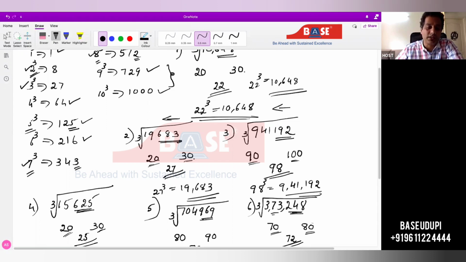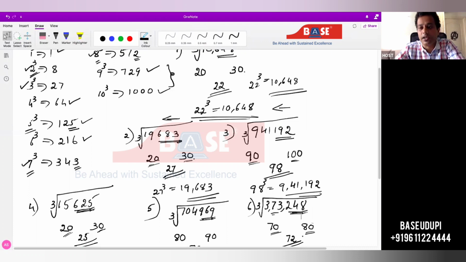Here last digit is 5. Any number ends with 5, answer should end with 5 only. Here in this case, last digit is 9. So any number ends with 9, answer should end with 9 only. Here last digit is 8. Any number ends with 8, answer should end with 2. You can see answer is ending with 2. This is how we have to find cube root.